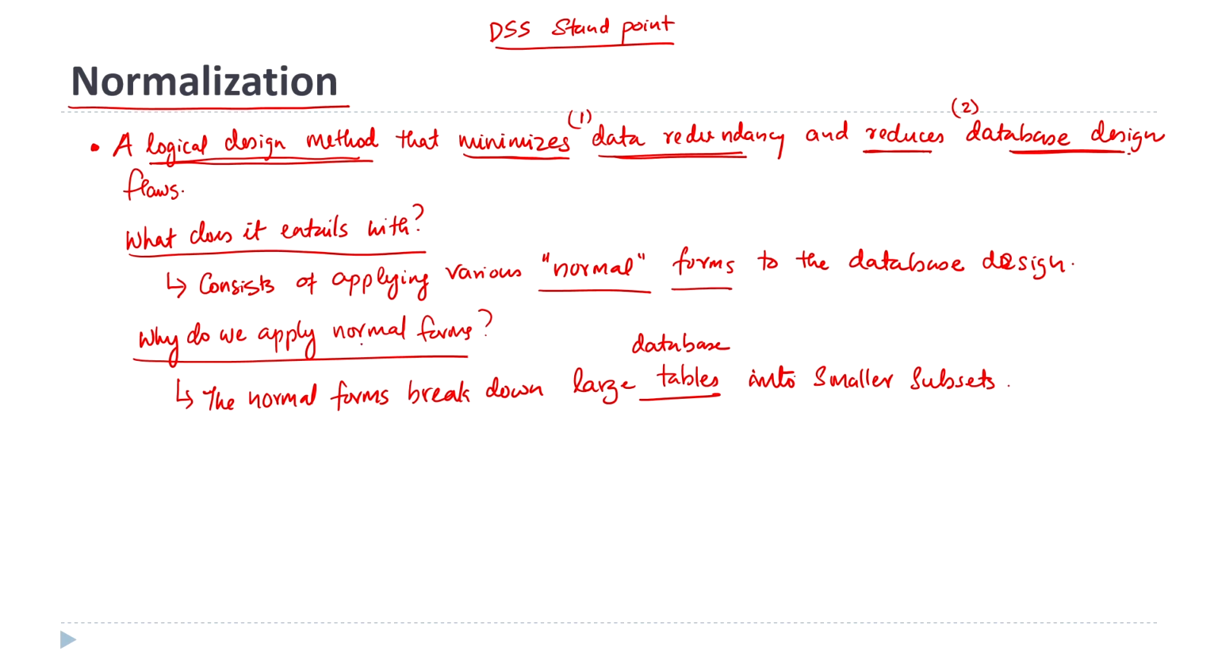So how do you achieve this? You consistently apply various normal forms. We will talk through the different normal forms, first normal form, second normal form, and there are so many others. We take these normal forms and apply them to the database design. And why do we do this? Why do we make these changes?